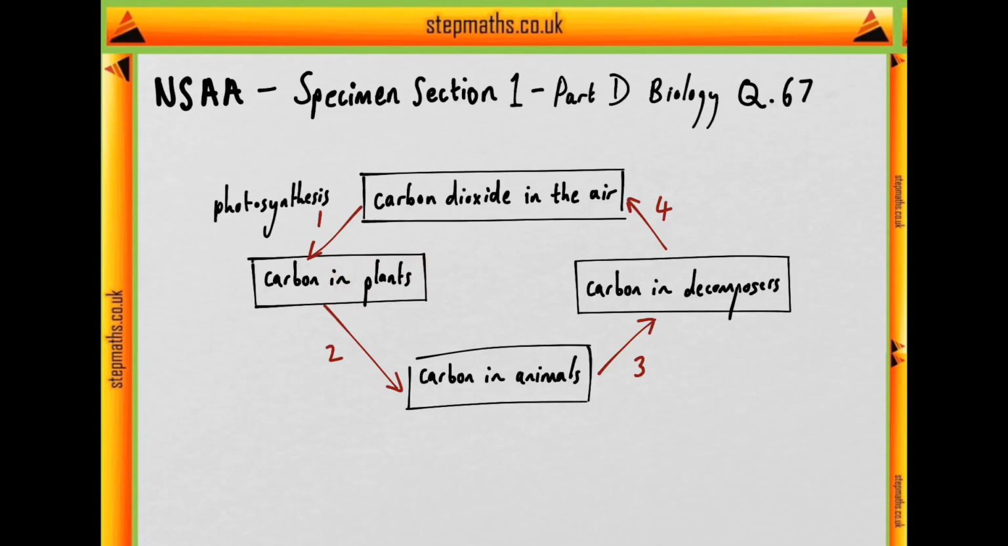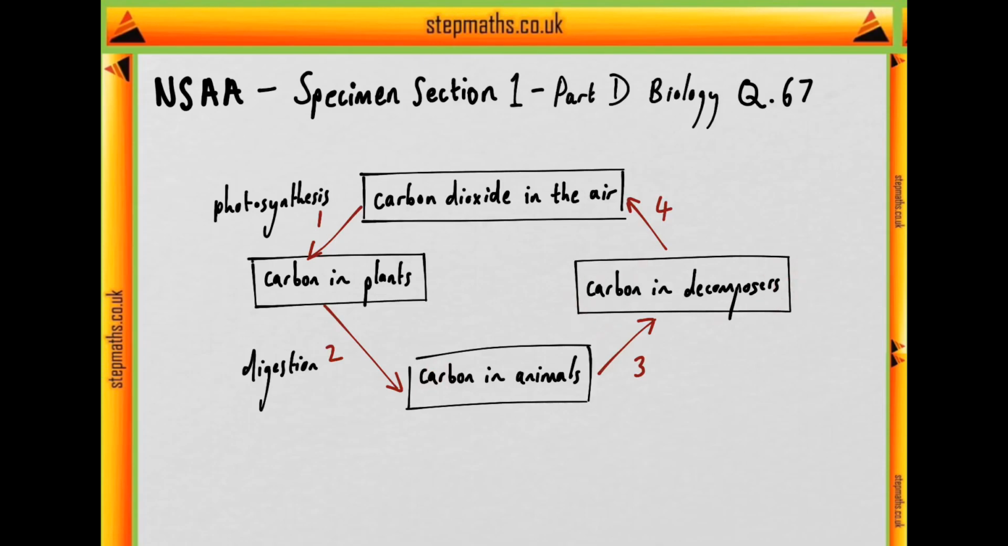in plants. Okay, so how do we get from carbon in plants to carbon in animals? Well, we know that would involve eating and digestion. Digestion, for instance, amylase would convert these starches and carbohydrates in plants into simple sugars that can be used by the animals. Now we need to get from carbon in animals to carbon in decomposers.